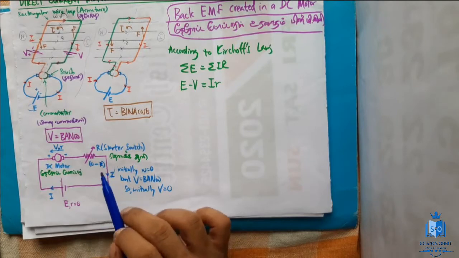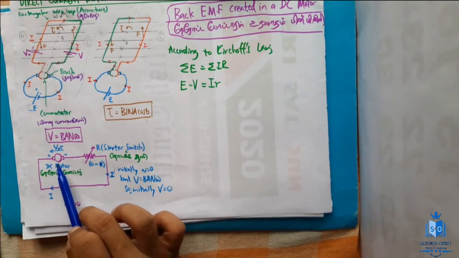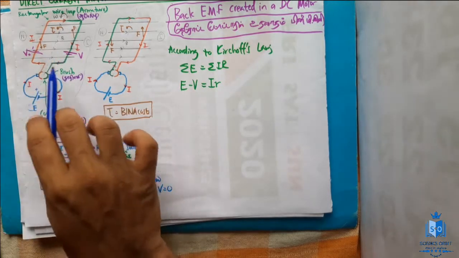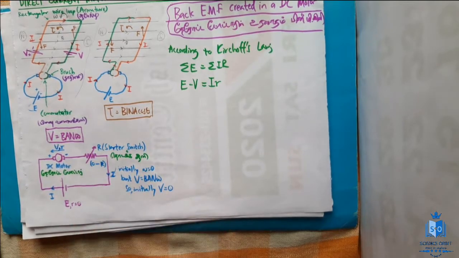For safety purposes, in order to protect the DC motor or armature or the rectangular wire loop from burning due to large flow of current initially. That is the purpose of the starter switch.